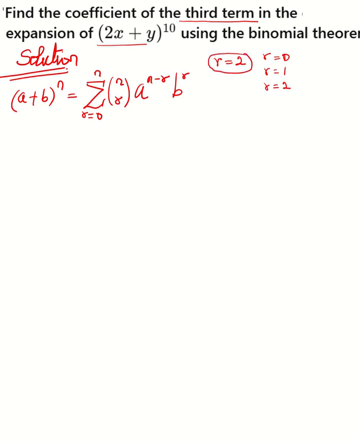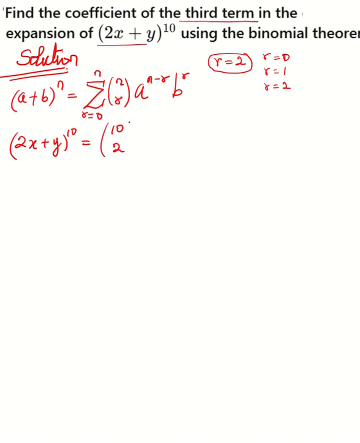Now you work with only that term in the expansion (2x + y)^10. That becomes the summation of 10, because n is 10, from r equals, okay, we're dealing with the term r equals 2, so it's not going to be summation anymore. We're not going to work with summation, we're dealing with just that single term, the third term.